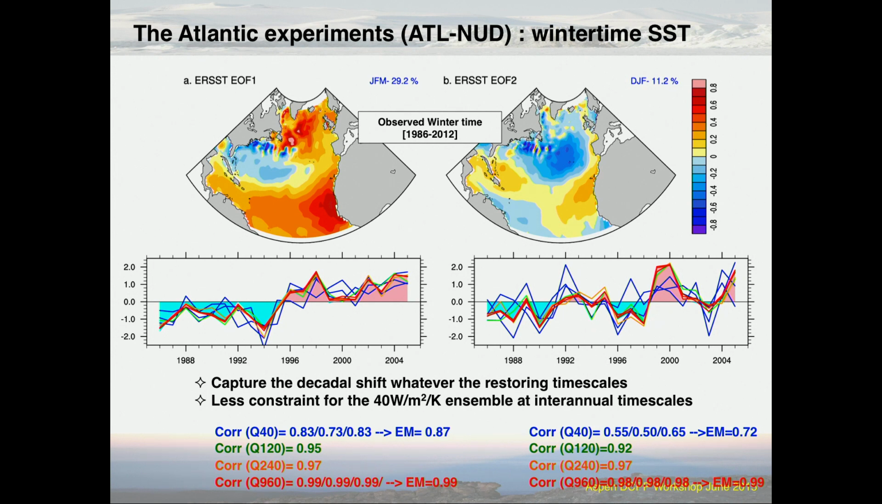And for this weak restoring, about 2 months, the correlation is still very high. It's around 0.8, and the ensemble mean of this correlation is 0.87. So with this weak restoring, the internal variability is less constrained, so you see a little bit of noise here. But the decadal variability is very much constrained because the restoring is 2 months. And this is what is expected, actually.